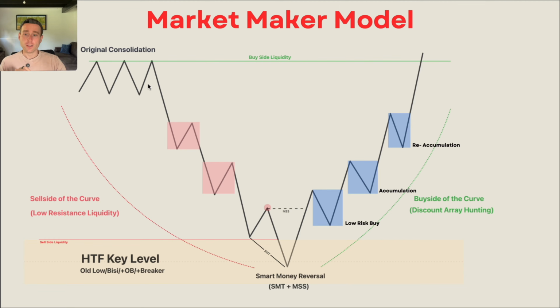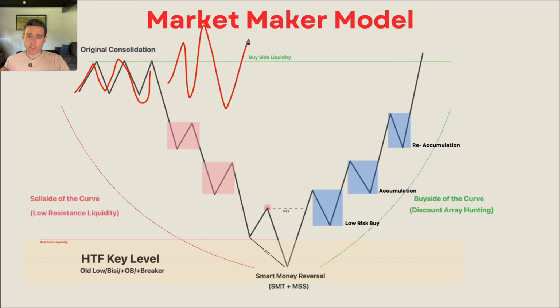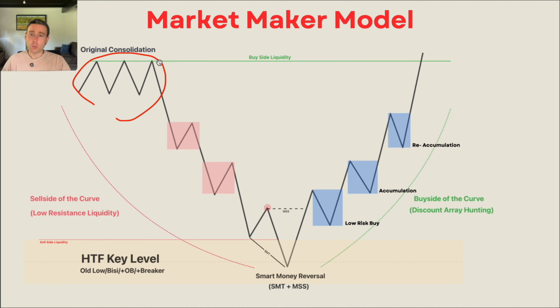So it starts at the original consolidation. Textbook, it looks like this, but it can also look a little messier. It doesn't need to be the exact schematic, but ideally you want a low resistance high. That means swing highs that did not take out any liquidity. Low resistance high to be at the top of the original consolidation.